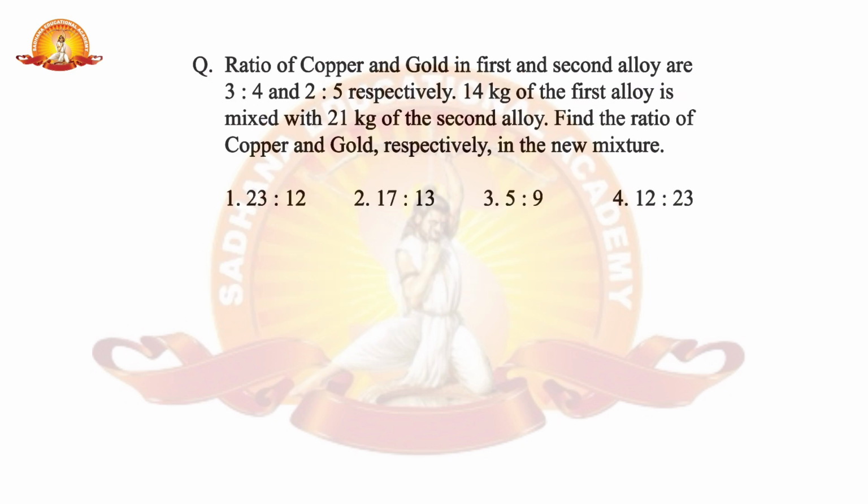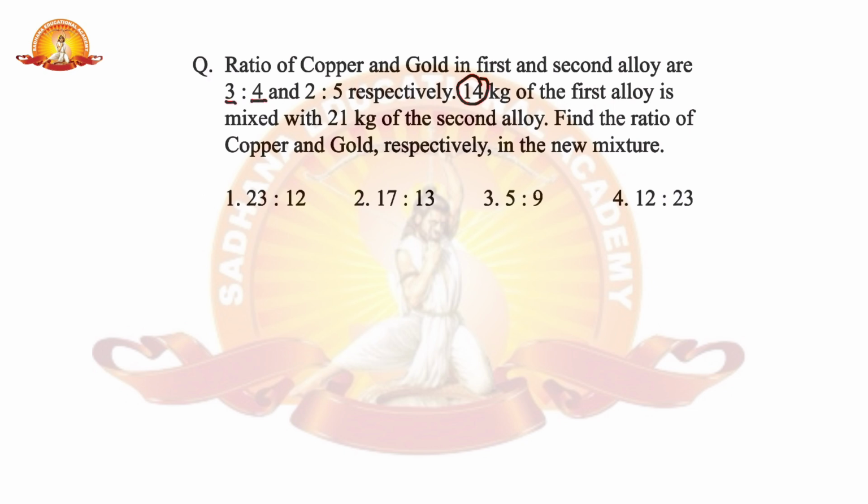Next problem. The ratio of copper and gold in the first and second alloy are 3:4 and 2:5. 14 cases of the first alloy is mixed with 21 cases of the second alloy. Find the ratio of copper and gold respectively. So 14 cases of the first alloy is taken. The first alloy contains copper and gold in the ratio 3:4.